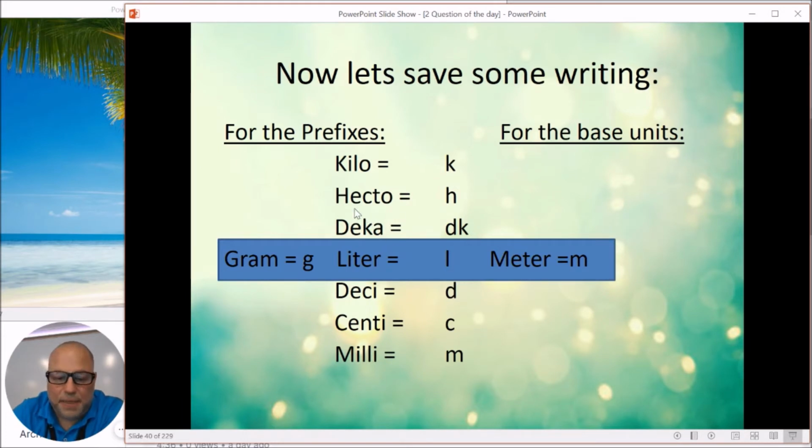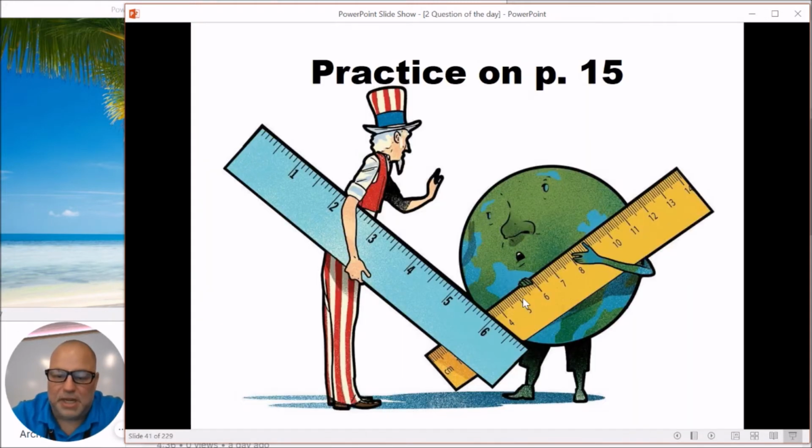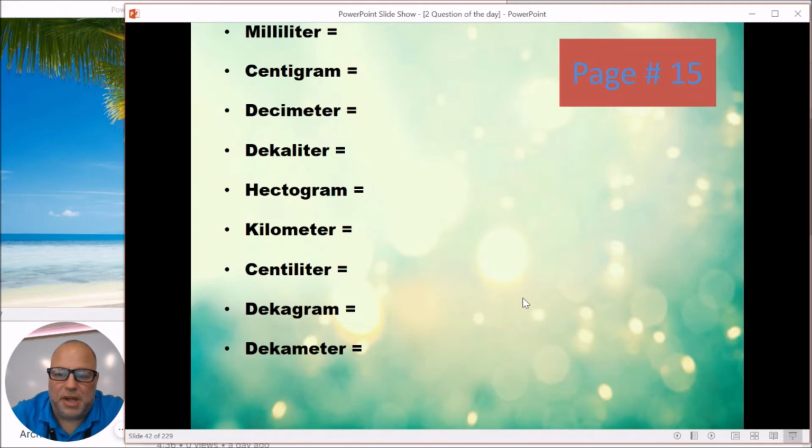Everything's fine until you get to this one guy right here, deca. The problem you have with deca is that deci is using D, so deca can't be D, or else if you're just putting down the initials, who would know which one it is? So deca is the only one. It's DK for deca. So you could have a decagram, a decaliter, or a decameter, depending on how you have them combined. So these are all practice ones.